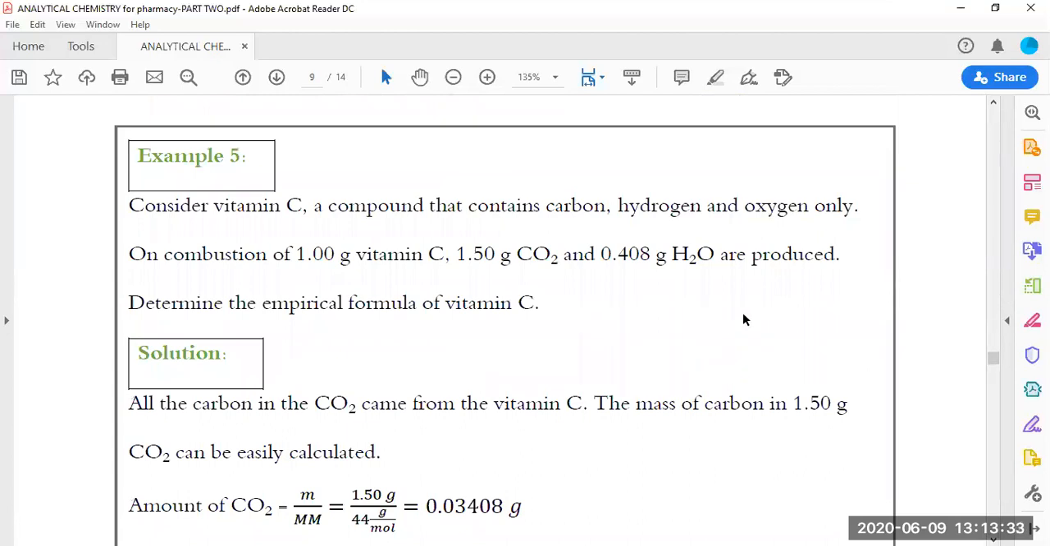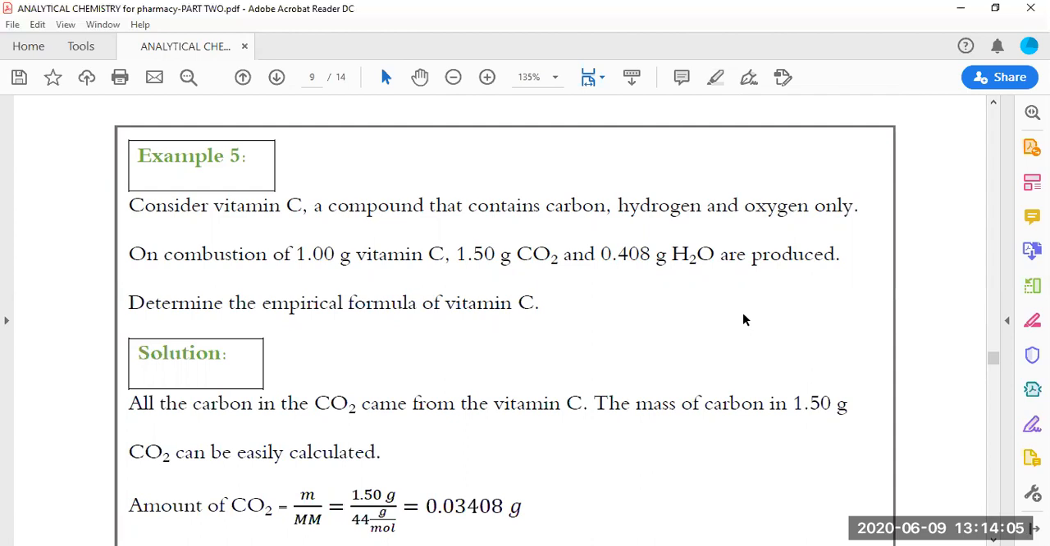Let's take this example. Consider vitamin C, a compound that contains carbon, hydrogen, and oxygen only. Why we said only, just to make sure for the students, there is no other elements. You have only 3 elements. On combustion, يعني بالاحتراق, of 1 gram vitamin C, we burned 1 gram vitamin C, 1.5 gram CO2 and 0.408 gram H2O are produced.